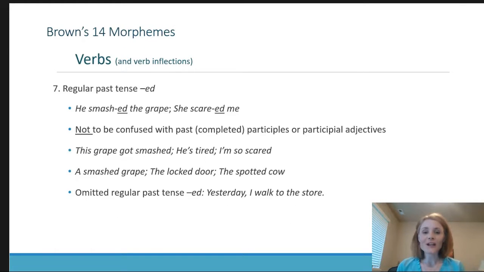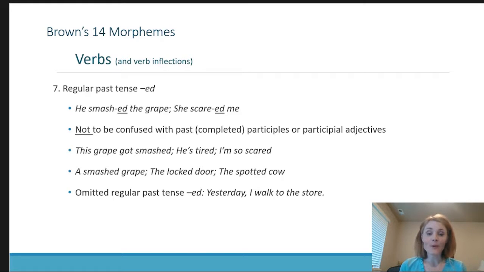So our next morpheme is the regular past tense -ed morpheme. And this is used in English to indicate past tense on regular verbs, right? So we have walk, to walk, the verb, and if it happened in the past, it would be walked, with an -ed added at the end.